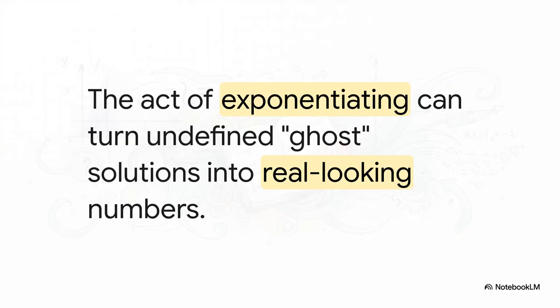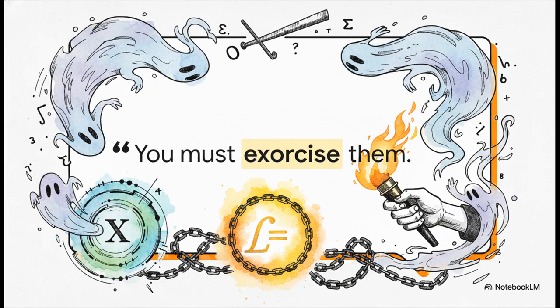Well, it all happens back in step 2. See, when we exponentiate, we're actually changing the fundamental nature of the equation. We're leaving the restricted world of logarithms and entering the wide-open world of polynomials. And that process can take a ghost solution, one that was never valid in the first place, and make it look like a perfectly real, tangible number. Our source material puts it pretty dramatically. It says it's not enough to just identify these ghost solutions. You have to exorcise them. You have to cast them out by checking them against that original domain.